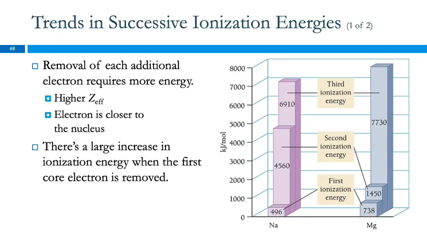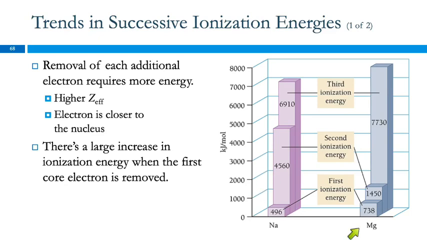So trends in successive ionization energies, this is where you're looking at the same element and you're going to remove one electron and then a second and a third and a fourth and a fifth. So here's sodium over here. And the first electron costs 496 kilojoules to remove. So that's not so high. The second one is huge. It's almost 10 times as big. 4,560, and then this one is 6,910. We expect that it would get bigger as you're pulling electrons off, but we don't necessarily expect this huge jump.